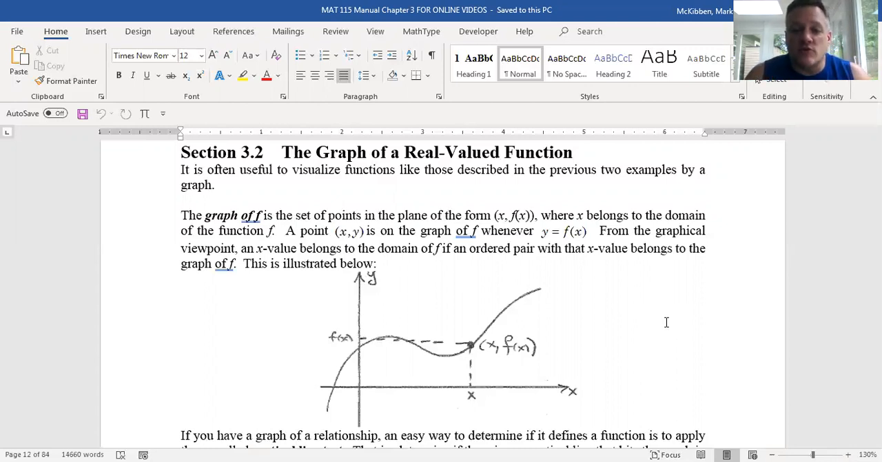So first things first, what is a graph of a function? Well, it's simply a collection of ordered pairs. You take every x, and to every x value, you associate a single y value. If you look at that as an ordered pair, the collection of all the ordered pairs can form a curve in the plane. And so that's what I'm calling the graph of the function.